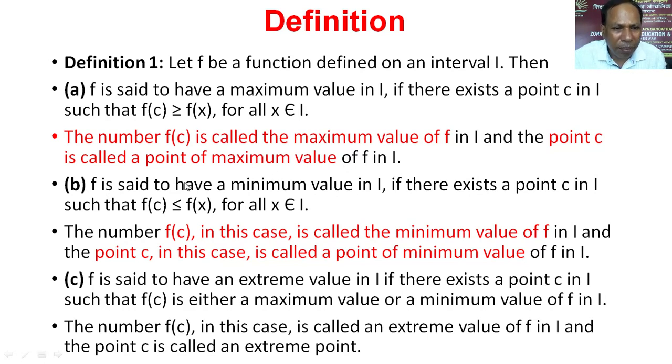Similarly, f is said to have a minimum value in I if there exists a point c in the interval I such that f(c) is less than or equal to f(x) for all x belonging to I. Now mark the difference. If f(c) is greater than or equal to f(x) for all x in that interval, then we say f(c) is the maximum value, and if it is less than or equal to f(x), then f(c) is called the minimum value.